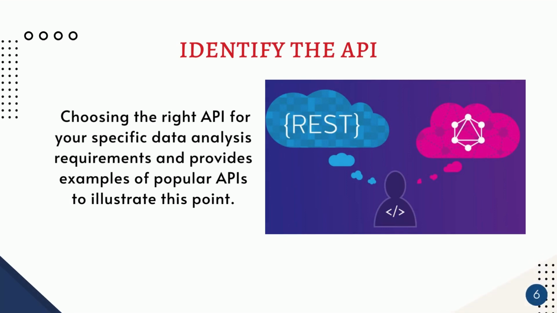Choosing the right API for your specific data analysis requirement, and providing examples of popular APIs to illustrate this point. Here, we have the Google Maps API, which provides access to geographical data and mapping services, while the Twitter API enables retrieval of real-time social media data. So by selecting the appropriate API based on your data analysis needs, you can ensure that you're accessing the most relevant and valuable data for your analysis.